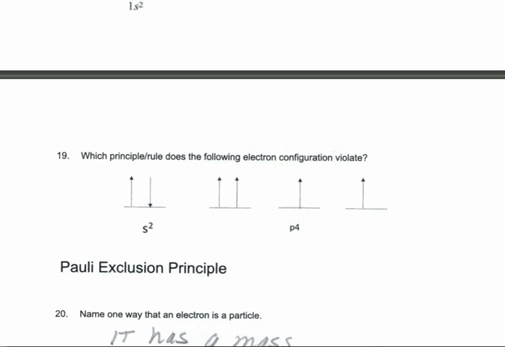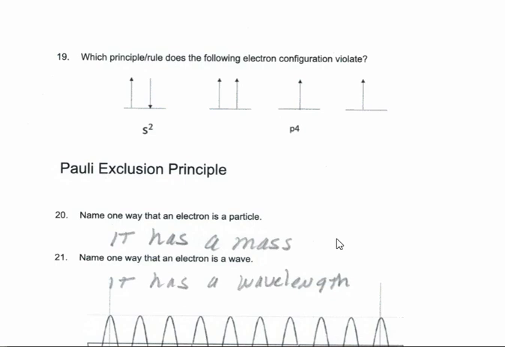All right, next. Name one way an electron is a particle. Well, it has a mass, 9.11 times 10 to the minus 31 kilograms. And then what about a wave? Well, they have wavelengths. De Broglie said the wavelength of an electron is equal to Planck's constant h divided by mv, the momentum of the electron. So they have a wavelength, therefore it's behaving like a wave.